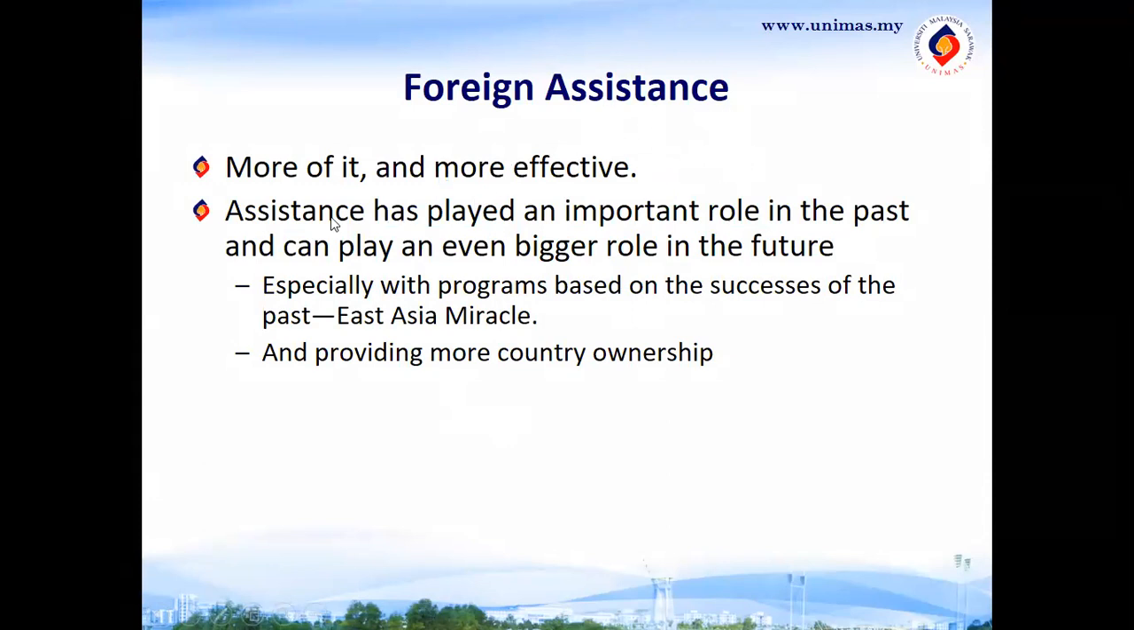In terms of foreign assistance, more of it should be given, and it should also be more effective. Assistance has played an important role in the past, and can play an even greater role in the future as well. Especially with programs which are based on the success stories of East Asia, such as Korea, Taiwan, and even China now, and providing more country ownership as well.